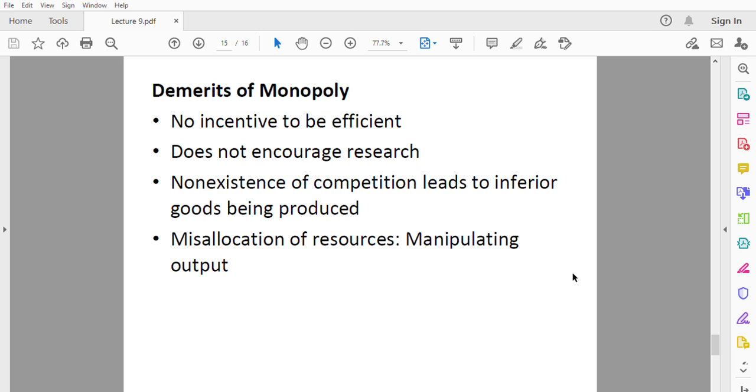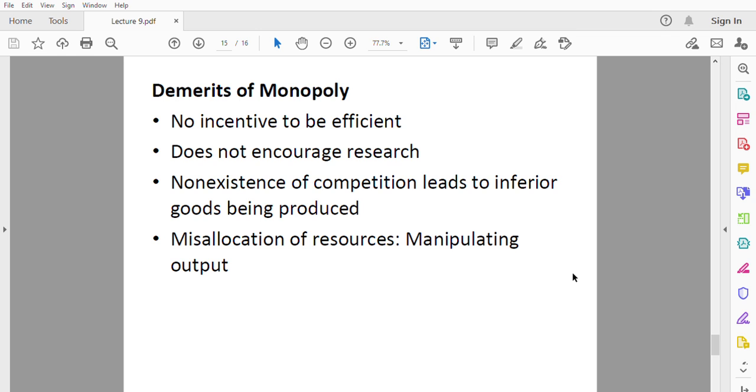Demerits or disadvantages of monopoly. Is it advantageous? Yes, it is, but it's also disadvantageous. The first is there is no incentive to be efficient. So a monopolist, because he's not in any competition, can produce shoddy goods and sell. By all means, he will make his profit because he's the only producer of that good, and consumers have no choice. They will just have to buy that good that is produced. So there is no incentive to be efficient.